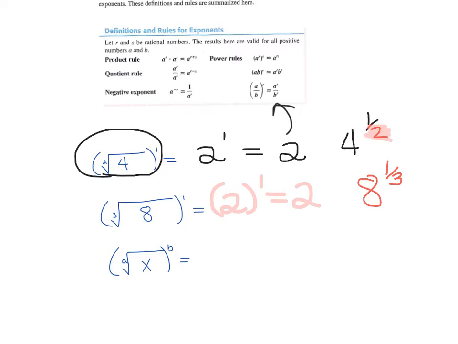On the next one, it's a variable, but again, we're just going to turn it into a fraction. So here you would write it as x raised to the b over a power. Yes? Is this R6 or R7? This is still R6, and it's day 2.